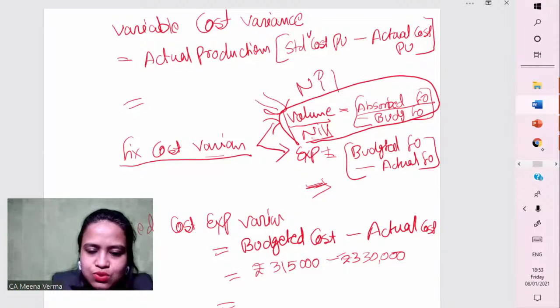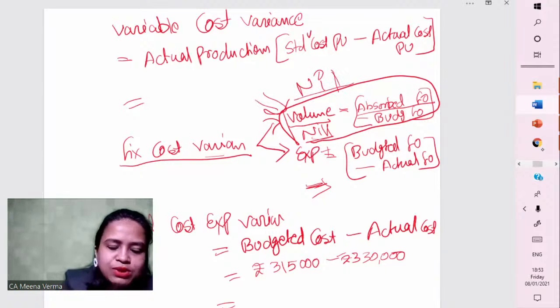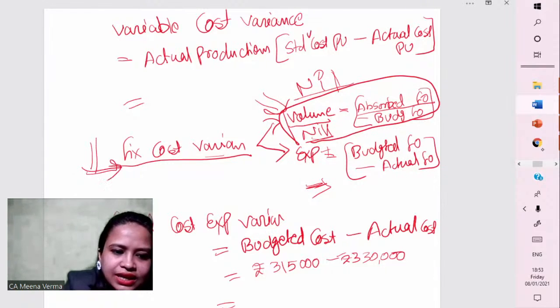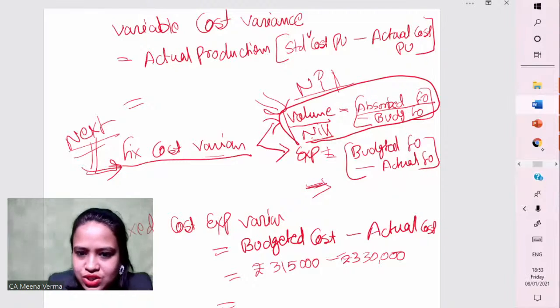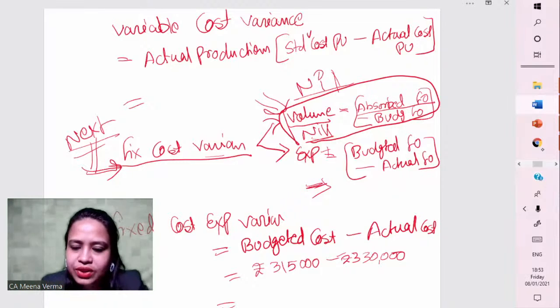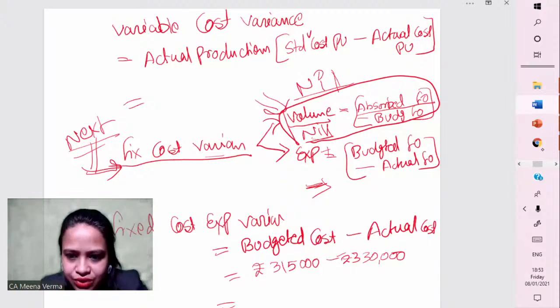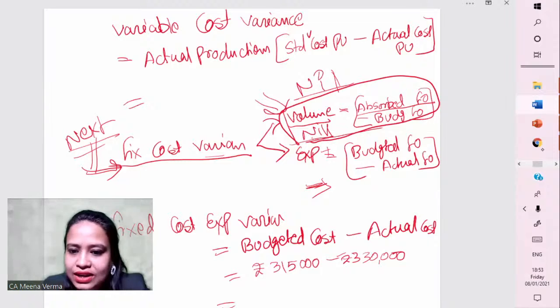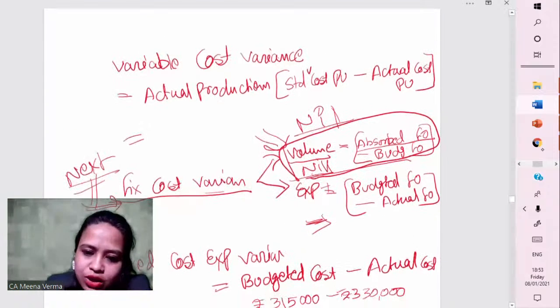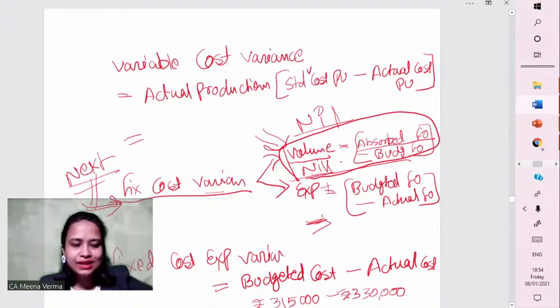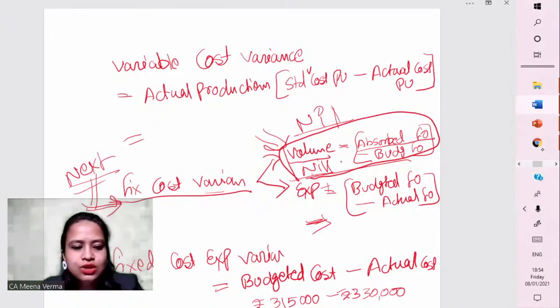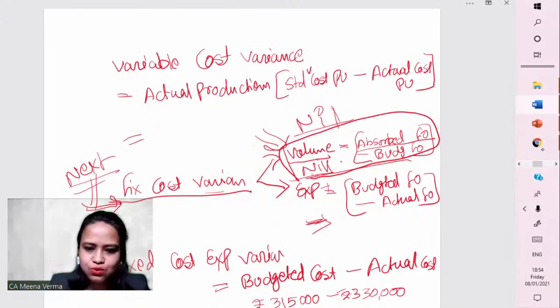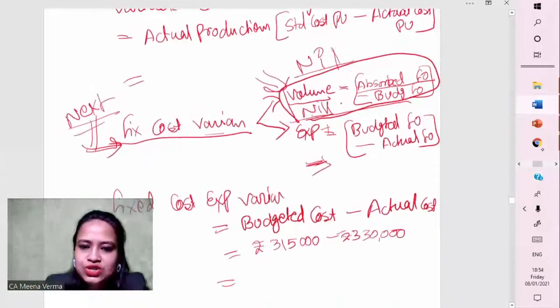So this way if you solve it, you will get this value as nil. In this question it is not easy for me to explain this, but you will understand it in a better way in the next question. Why the absorbed and budgeted fixed overhead are equal and why this value is nil, I will explain in the next question, because there we have all the figures in detail, so it is very easy for me to explain.